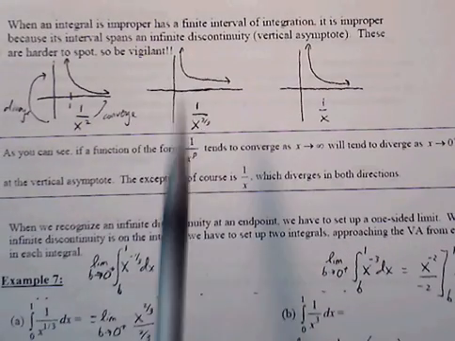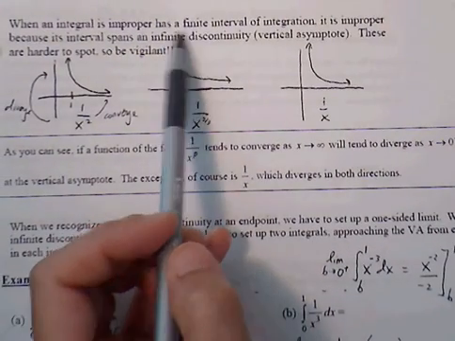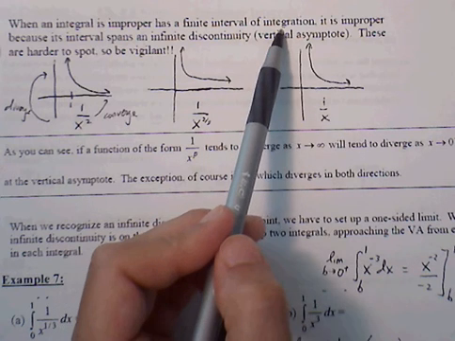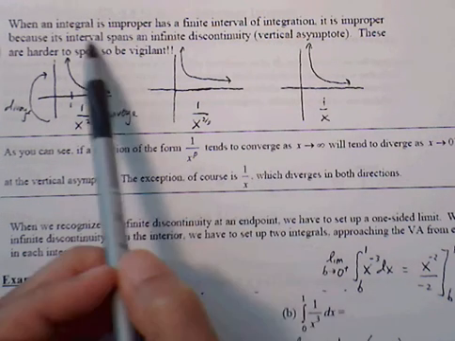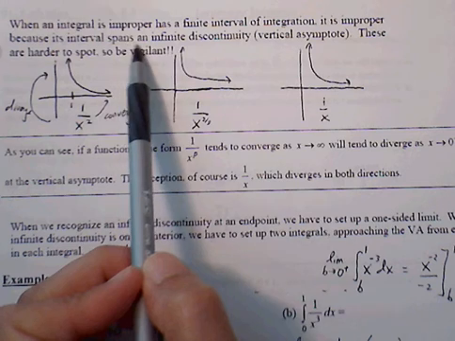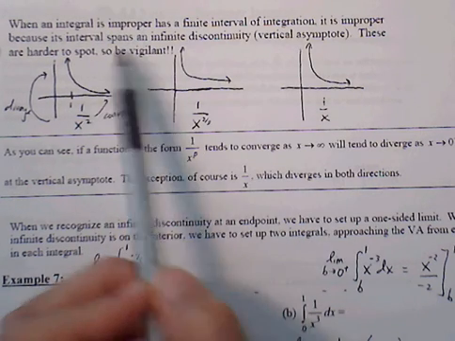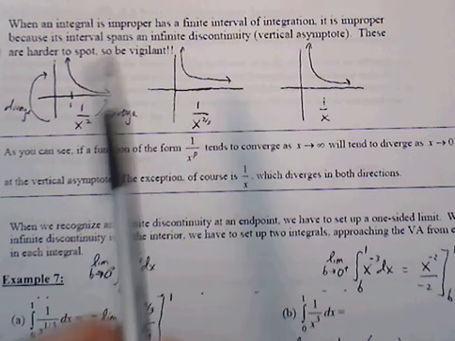Okay, last page here. When an integral is improper, it has a finite interval of integration. Okay, it is improper because its interval spans an infinite discontinuity. These are harder to spot, so we need to be careful here.